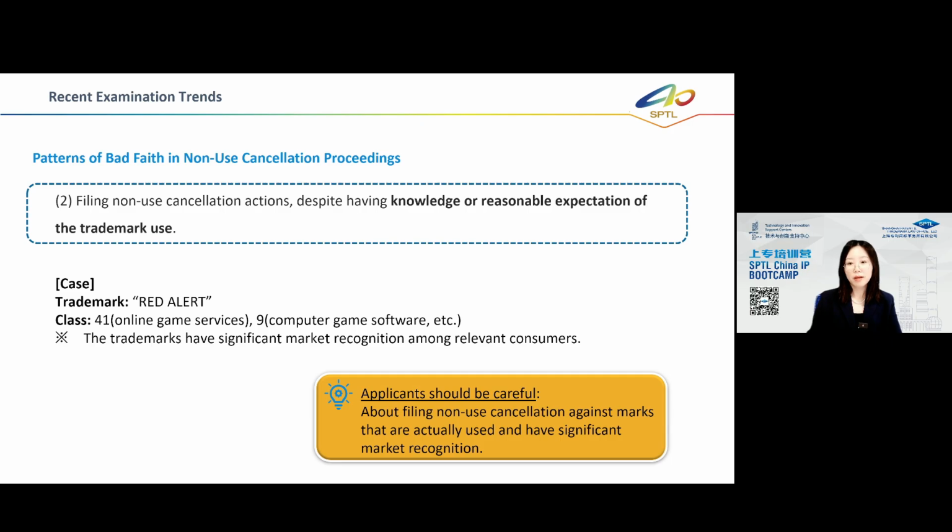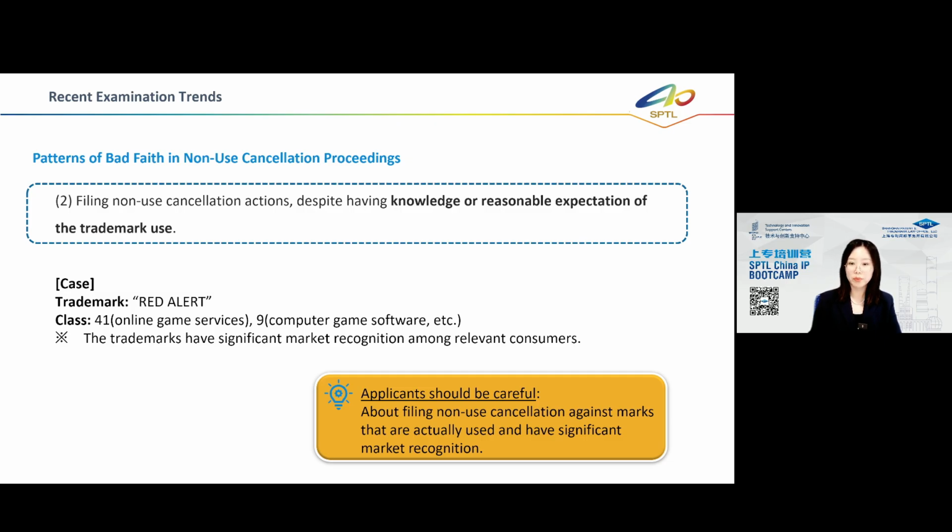The second pattern concerns cases where applicants file cancellations even though the trademark is clearly in use. A typical example is the trademark Red Alert for online game services and computer software, which is well known to the public.